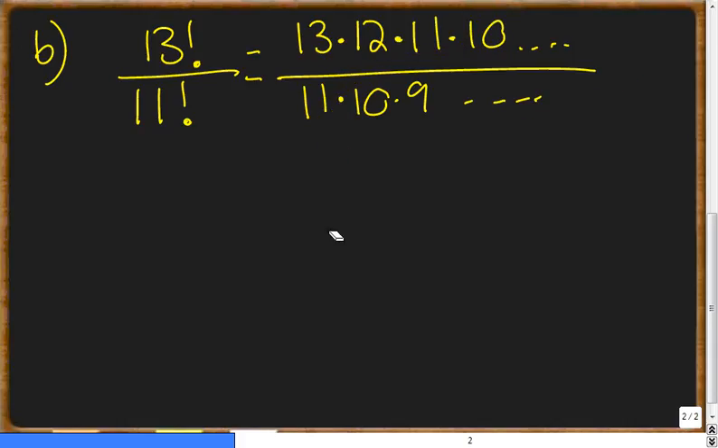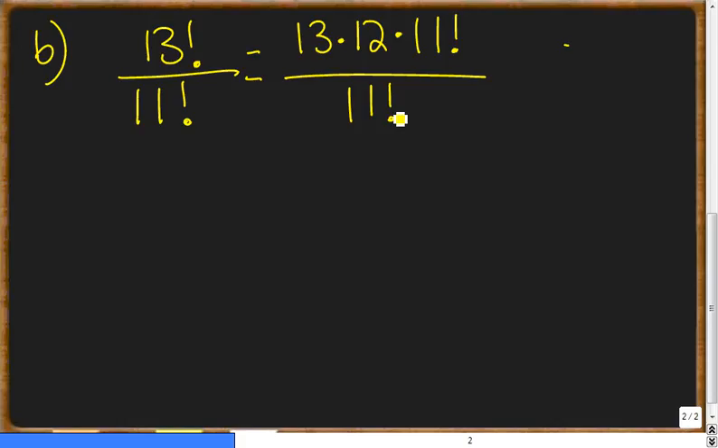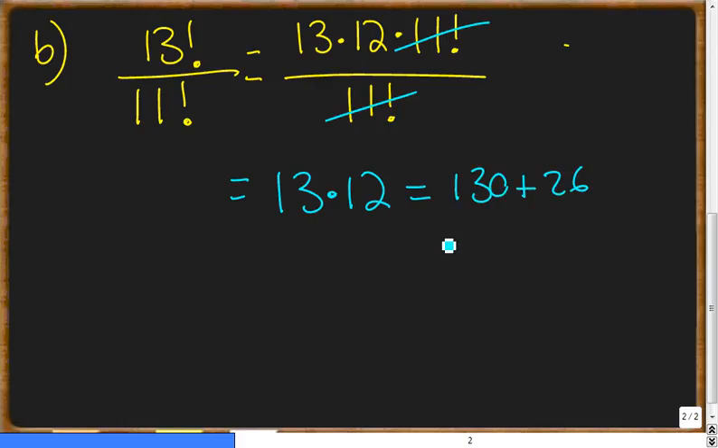And it's actually got the 11 in it too. So the way you can think about it is that as soon as you get to the number you're dividing by, 13 factorial is 13 times 12 times 11 factorial. And so if you're dividing by 11 factorial, you are allowed to cancel those. So your answer is just going to be 13 times 12, which should be, let's see, 130 plus 26, so 156.